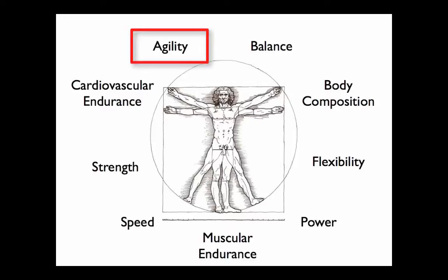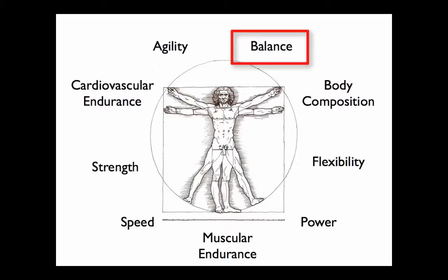Agility. Agility is the ability to perform a series of explosive power movements in rapid succession in opposing directions, for example, zigzag running or cutting movements. Balance. Balance is the ability to control the body's position, either stationary, for example in a handstand, or while moving.